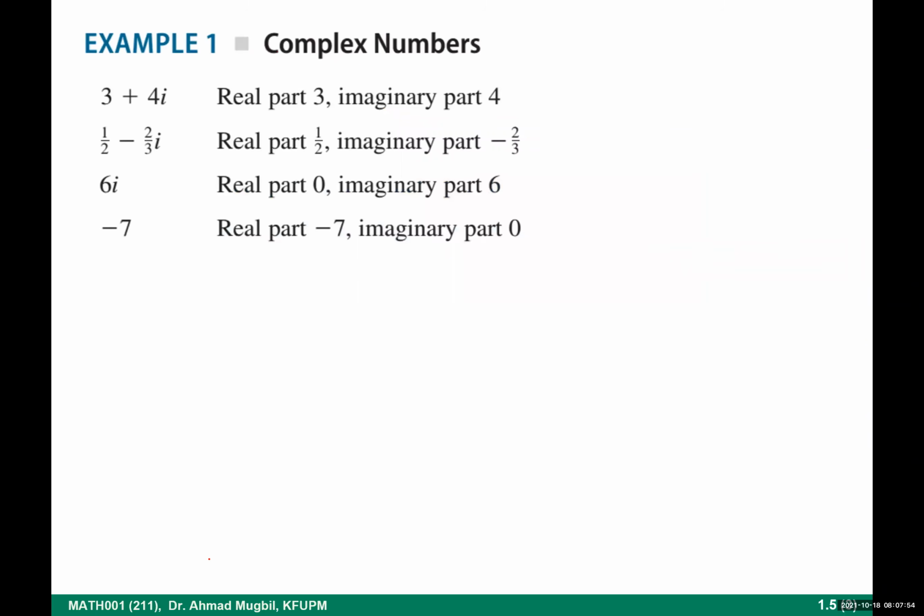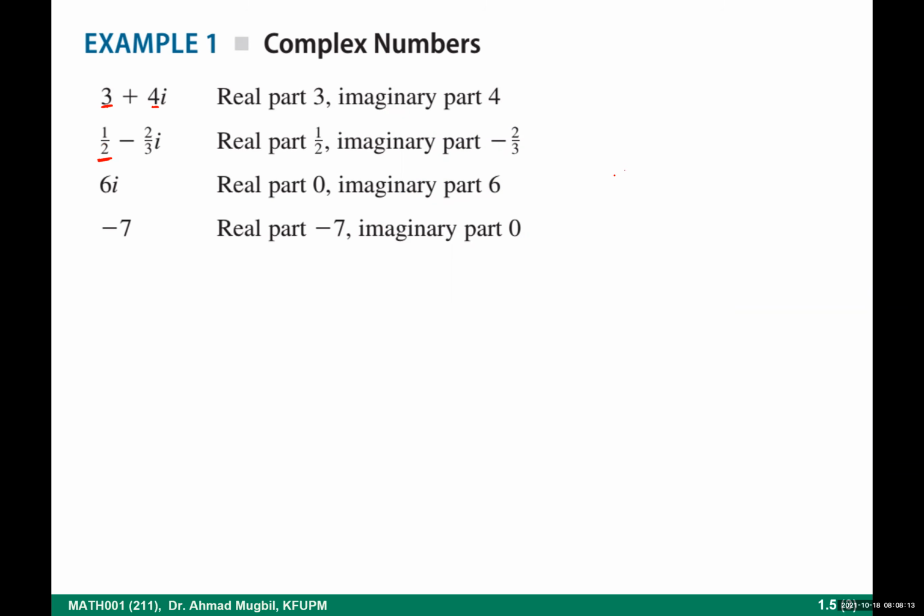Okay, these are some complex numbers in the standard form. 3 plus 4i. The imaginary part is 4, and the real part is 3. Similarly here, the real part is a half, and the imaginary part is -3.